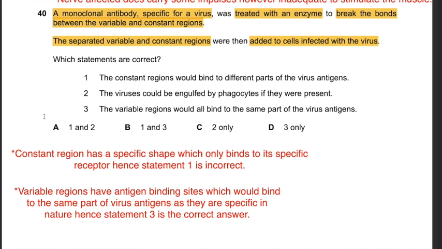Hence, we have to consider between options 2 and 3. Option 2, the viruses could be engulfed by phagocytes if they were present. Option 3, the variable regions would all bind to the same part of the virus antigens. Option 3 is the correct answer, as variable regions form the antigen binding sites, and antigen binding sites have a specific shape. Since they are specific in nature, they only bind to a specific antigen. Hence the answer is D, 3 only.